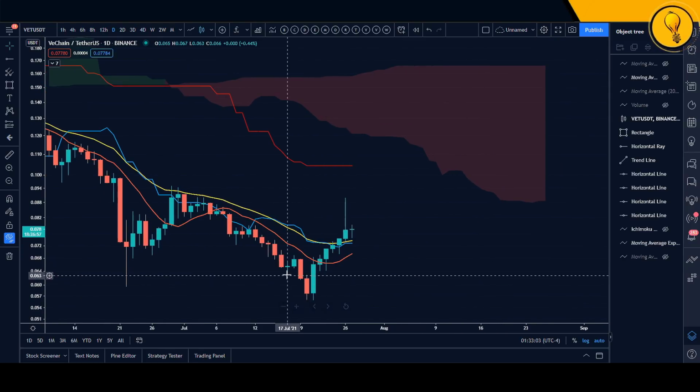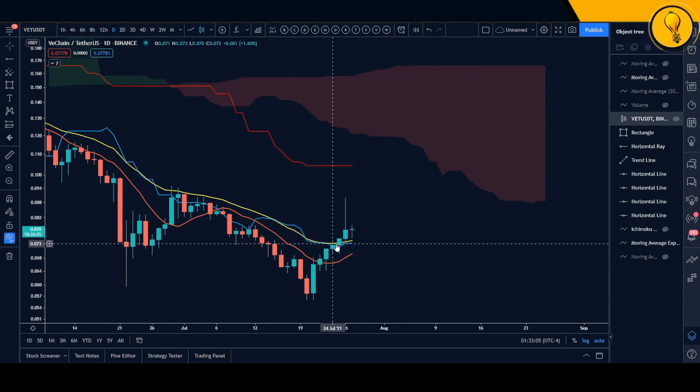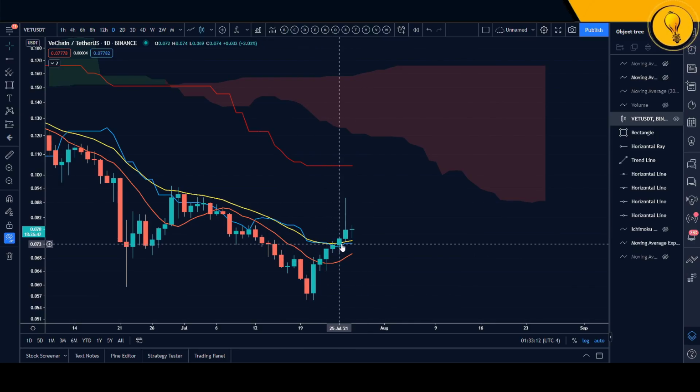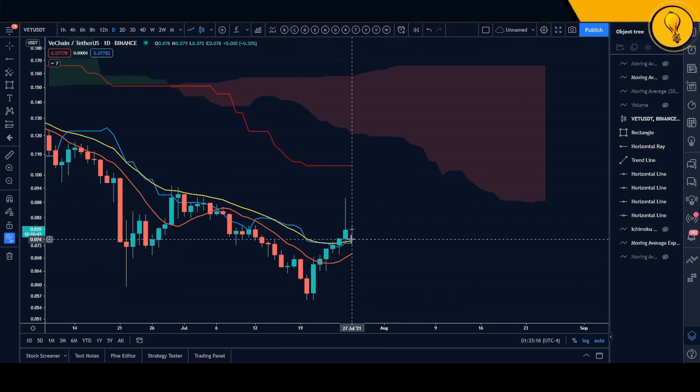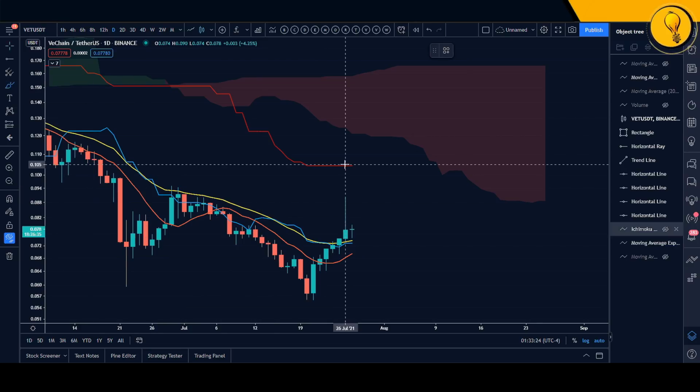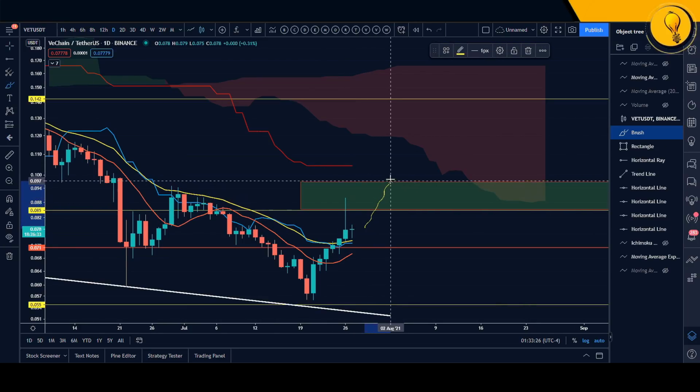And not just that, I want you to pay attention to the slopes of the 21 EMA as well as the 10 simple moving average. We can see them both sloping to the upside. So we're hitting a region of equilibrium of sorts. This could be the first tell in us seeing a bit more oomph from the VeChain bulls, so we might very well see another move to the upside.